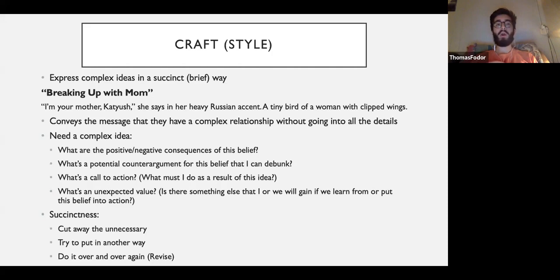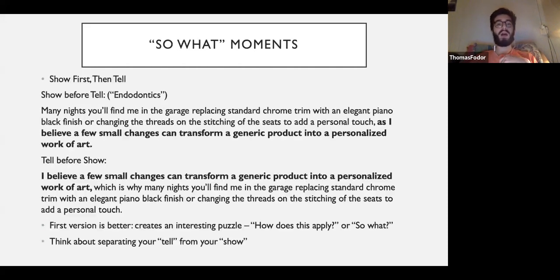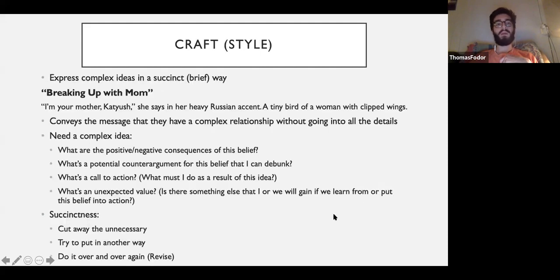And a good way to do this would be something along the lines of what we see in endodontics, which is this idea of a clear idea put in a very short format. What's the potential counter argument to the idea that you have, and can I debunk it? What are some holes that I can poke in these ideas with regards to what critics say about this idea? What's a call to action?